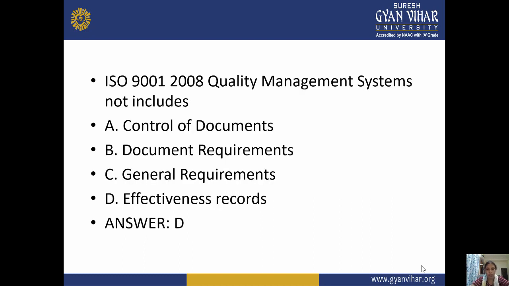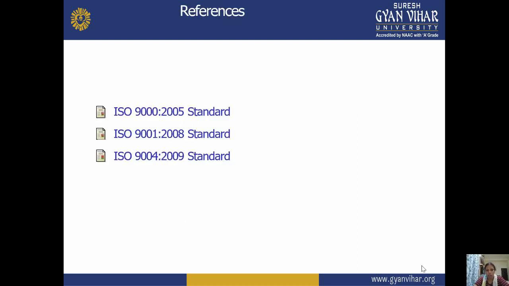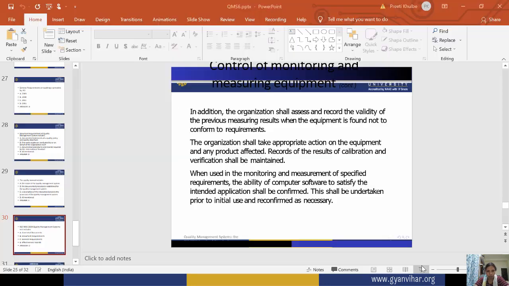Which is not included in the ISO 9001:2008 quality management system: control of documents, document requirements, control of records, or effectiveness records? So answer D is correct. That is, the ISO 9001:2008 quality management system does not include effectiveness of records.